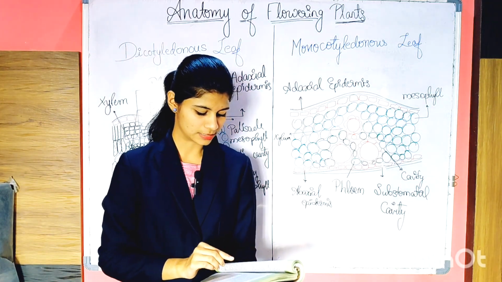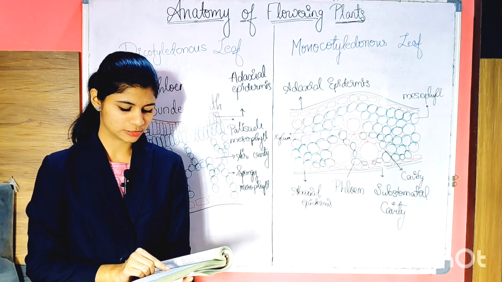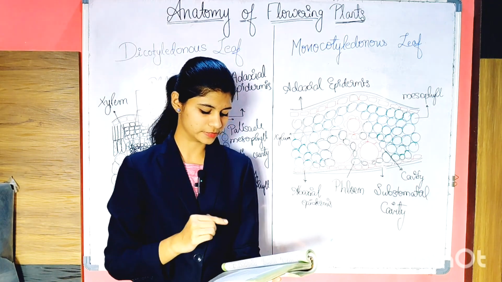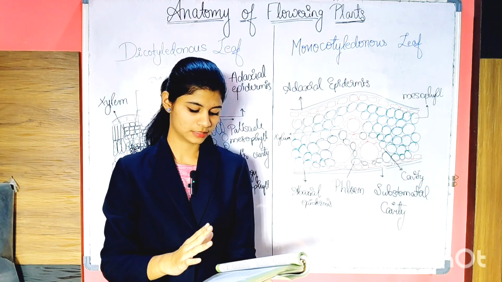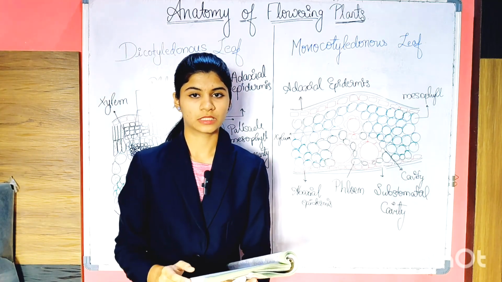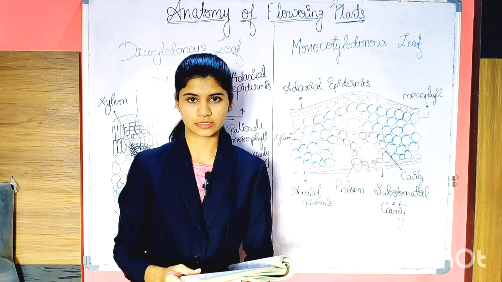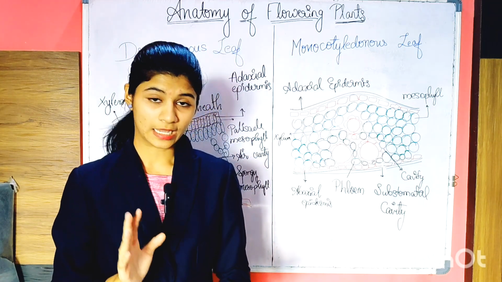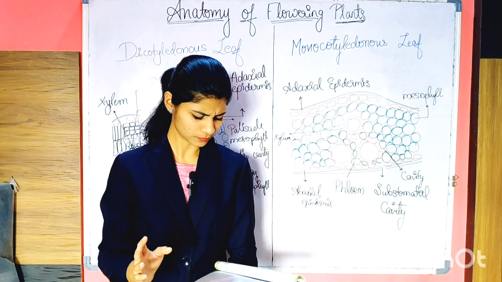Now, in grasses, certain adaxial epidermal cells along the vein modify themselves into large, empty, colorless cells, which are known as bulliform cells. Now, the question might come, what are these bulliform cells? The bulliform cells are colorless, empty and large. Okay.